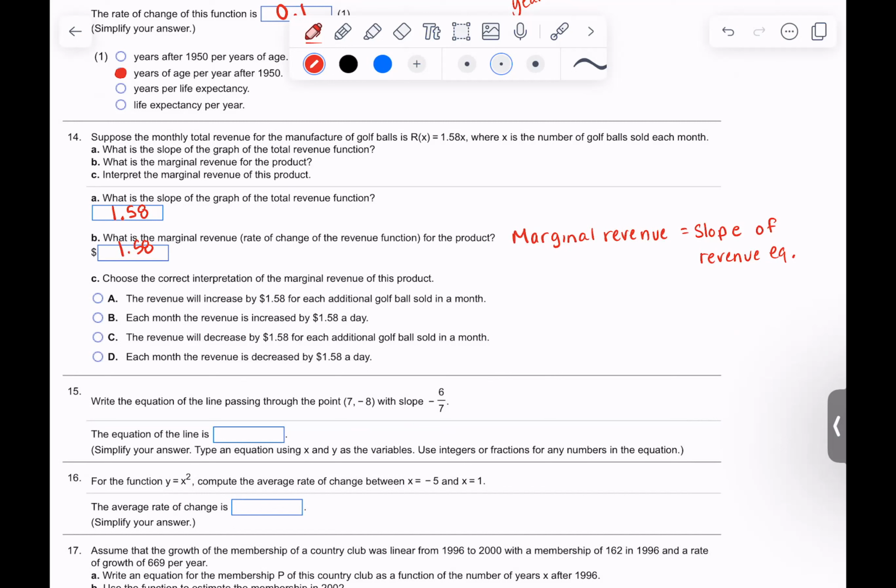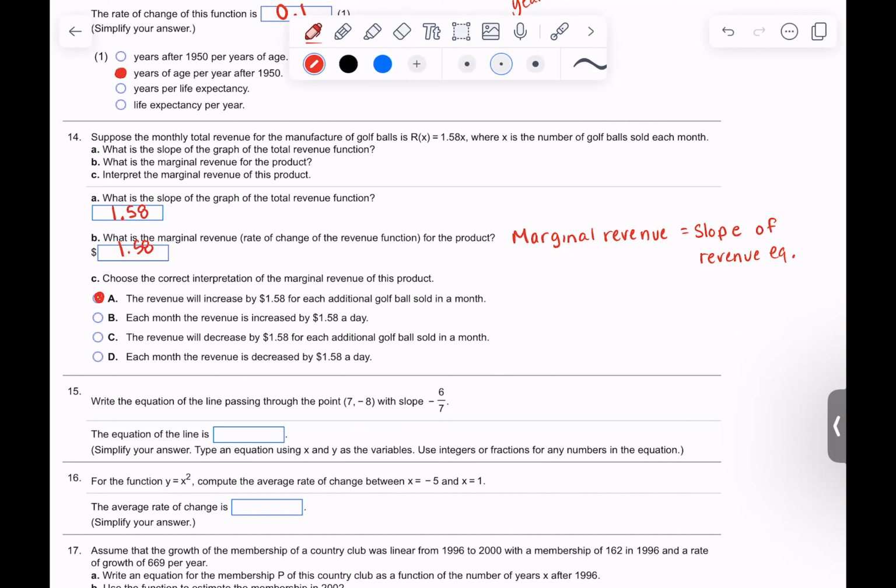Well, it's dollars per number of golf balls. If I look at the way it's described, x is the number of golf balls, so the input goes in the denominator of my slope equation, and R is dollars. So it's going to be dollars of revenue per golf ball sold per month. So which one is that? The revenue will increase by $1.58 for each additional golf ball sold in a month. Well, that sounds right right away.